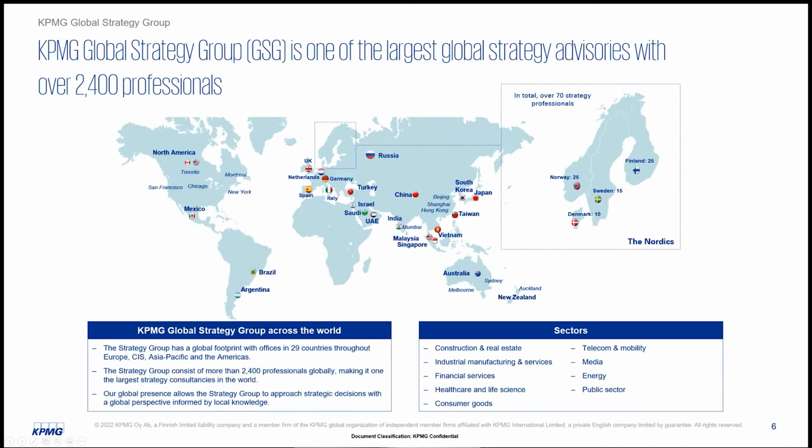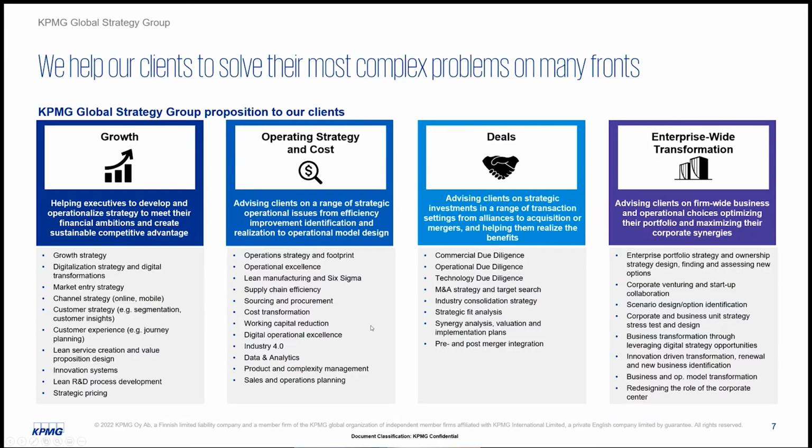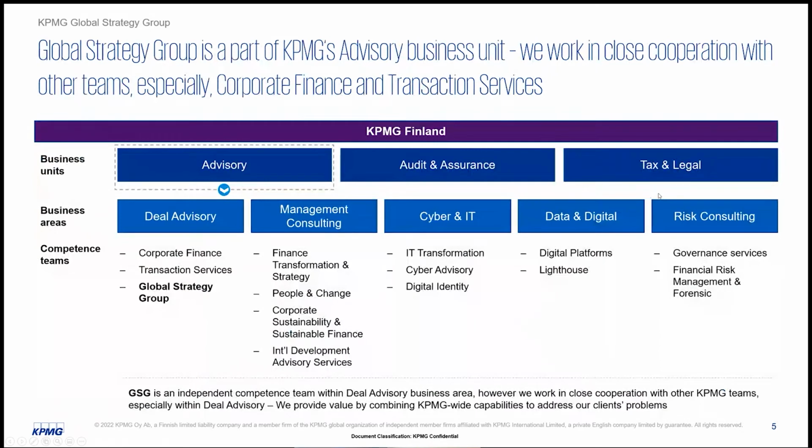Yeah, KPMG is probably most well known for the audit business, but actually the advisory business is pretty big. I don't know the numbers, but probably a third of the revenue or even more comes from other than audit businesses. So about 60% is probably non-audit related business. Yeah, it's about a third advisory, a third audit, and a third tax and legal, if I remember correctly, roughly speaking.